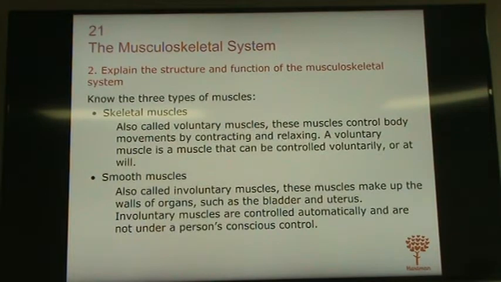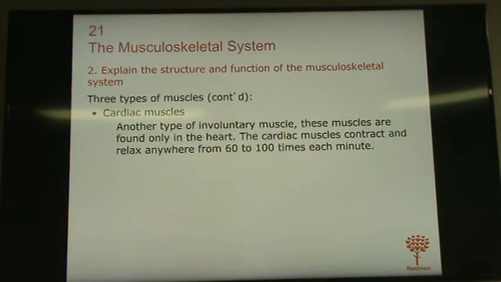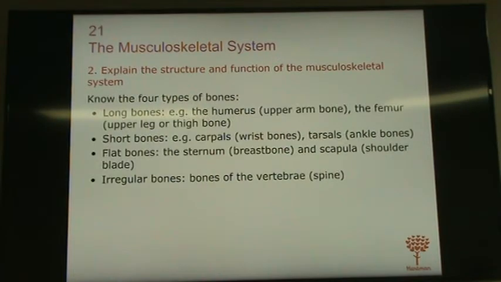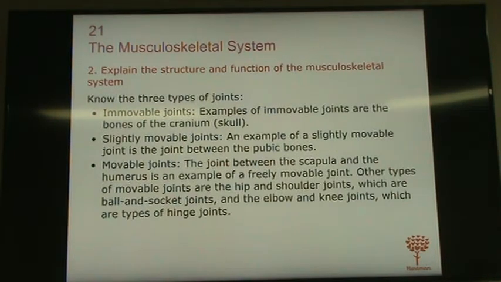There are three types of muscles: skeletal muscles, smooth muscles, and cardiac muscles. Cardiac muscles are the muscles around the chest that protect the heart, those soft muscles. Then there are four types of bones: the long bones, short bones, flat bones, and irregular bones. Three types of joints. There are joints that move, there are joints that move slightly, and then there are joints that don't move at all.